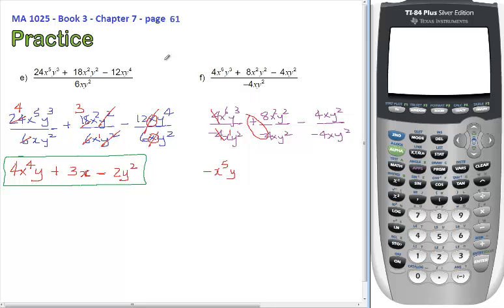Positive divided by negative, of course, leaves me with negative. 8 divided by 4 is 2. X squared over x to the 1. Subtract exponents. 2 minus 1 leaves me with x to the power of 1. The y squareds are exactly alike, so they cancel out. Minus over minus is plus. Okay. And then 4 cancels, x cancel, the whole term cancels with the whole term.